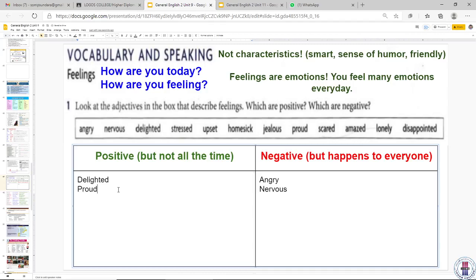Okay. Scared, amazed. Amazed would be positive. Okay. Lonely and disappointed. Right. So even though some of these things are negative, like lonely. Right? Some people like to be alone, so it could be a positive for some people. Right? Scared, that's usually negative. Okay. But like I said, you could feel many emotions every day. So it's okay sometimes if you feel negative emotions. Right? And positive emotions, you won't feel them all the time. All right.